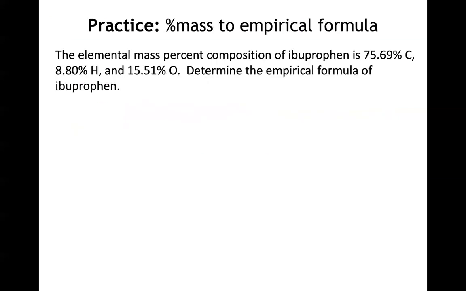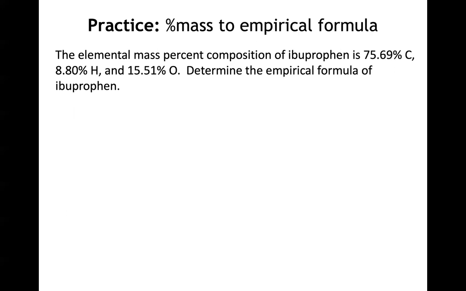So now let's consider we're actually starting from percent by mass, and we would like to determine the empirical formula of the molecule. Okay, well, it says the elemental mass percent composition of ibuprofen is 75.69% carbon, 8.80% hydrogen, 15.51% oxygen, and it wants you to determine the empirical formula of ibuprofen.